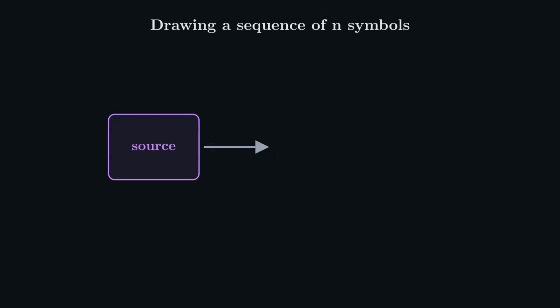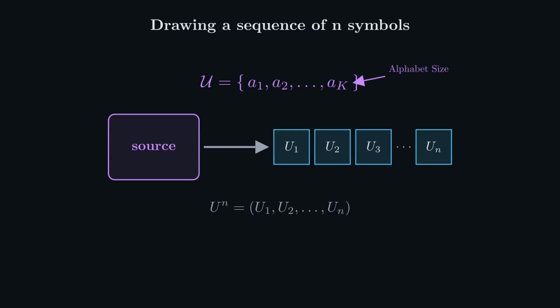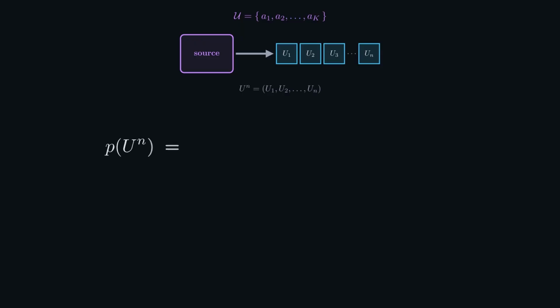Let us begin by considering the problem of drawing a sequence of n symbols from a discrete memoryless source. Each symbol can be one of k choices, where k is referred to as the alphabet size. The probability of seeing this sequence is nothing more than the product of the probability of seeing the first symbol times the probability of seeing the second symbol, and so on.